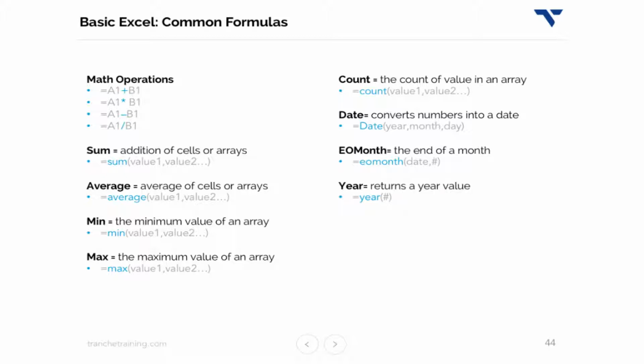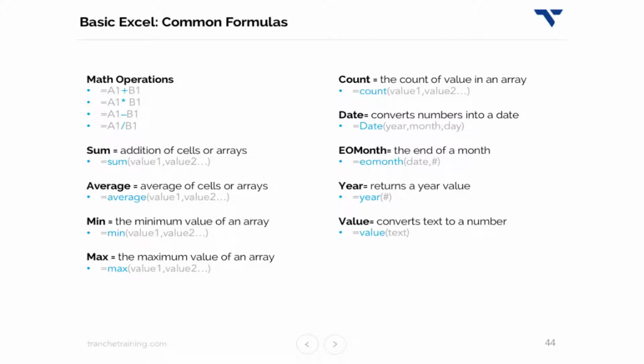Next we have year, which simply brings back the year of a specific date. So for example, if a date is May 10th, 2017, then this formula will bring back the year of 2017. Pretty simple. And lastly, we have value, which converts text to a number.